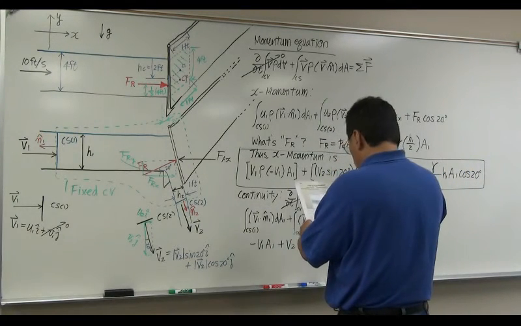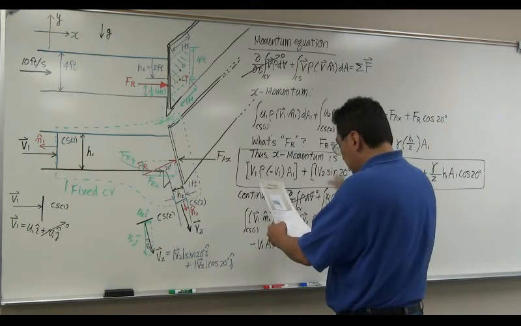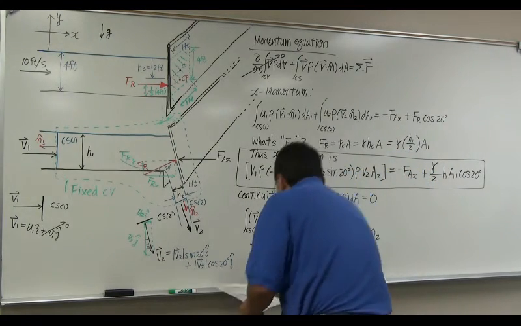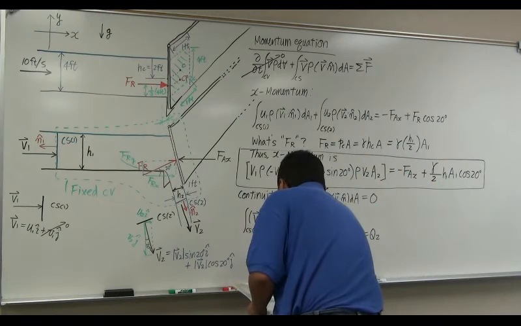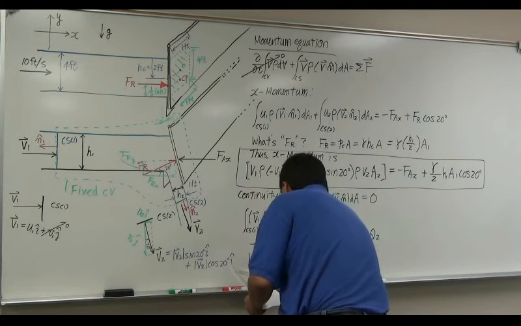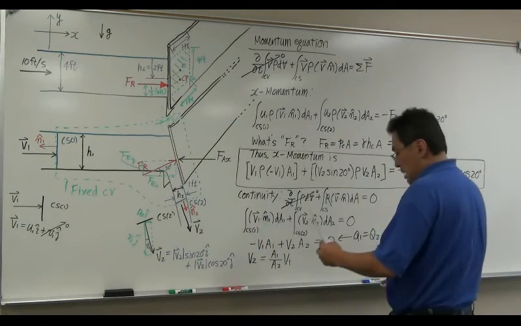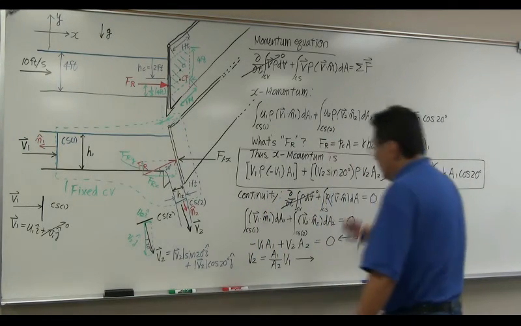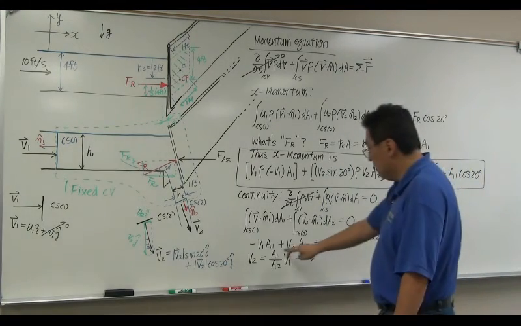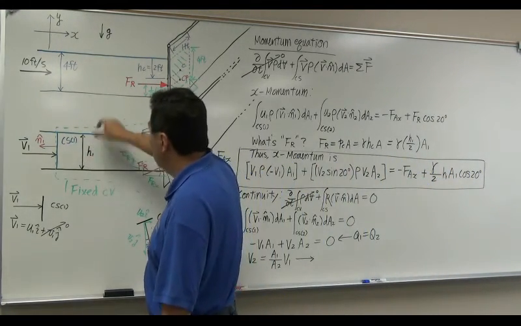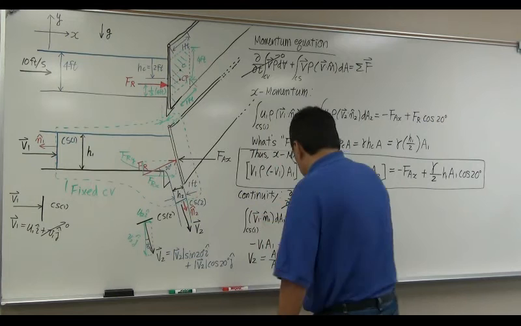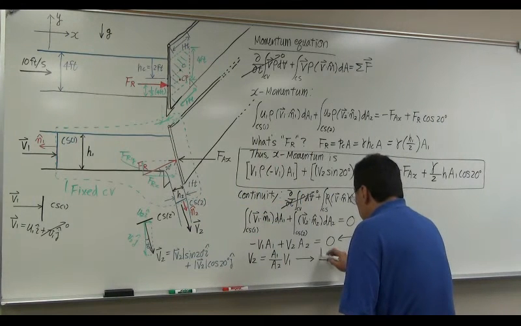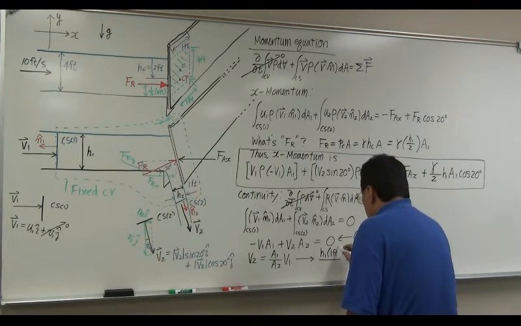So the continuity equation basically tells you the relationship between velocities. This tells you what the velocity V2 is in terms of V1. V2 is equal to the ratio of the cross sections, A1 over A2, multiplied by V1. Let's consider unit width. In other words, cross-section area A1 is H1 times unit width, and cross-section area A2 is H2 times unit width. So this is H1 times 1 foot divided by H2 times 1 foot per unit width, right?